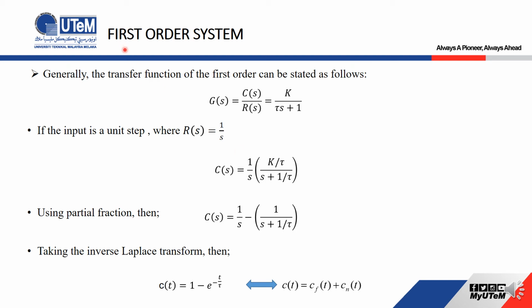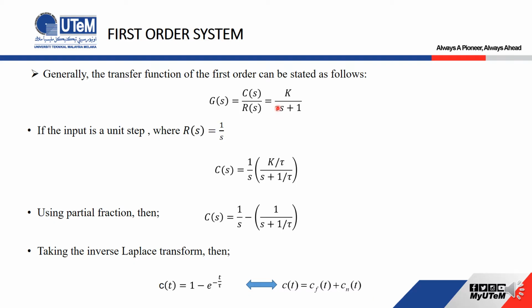First order system. A first order system is a system that only involves one pole, which is on the real axis. Generally, the transfer function of the first order system can be stated as G(s) equal to C(s) over R(s), where C is the output and R is the input, equal to K divided by (tau S plus 1). K represents gain and tau represents the time constant.